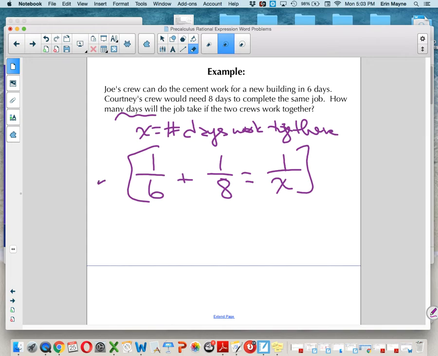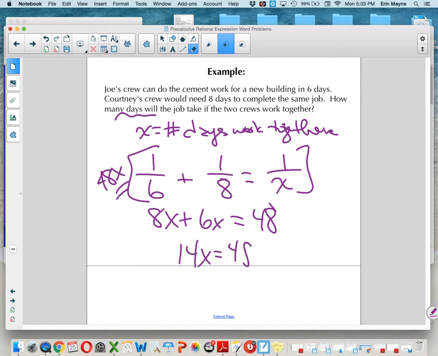I often think it's easiest to just take 6 times 8. You obviously could use 24 as well. 48x is my common denominator, so this gives me 8x plus 6x equals 48. This is 14x equals 48. So x equals 3.4 days to complete the job together.